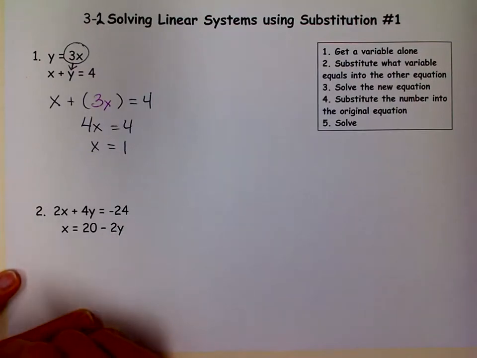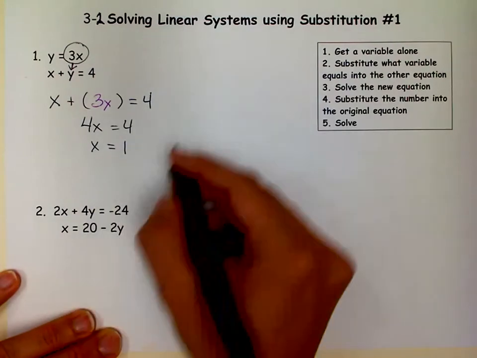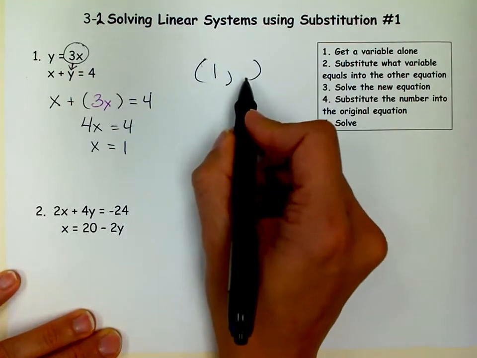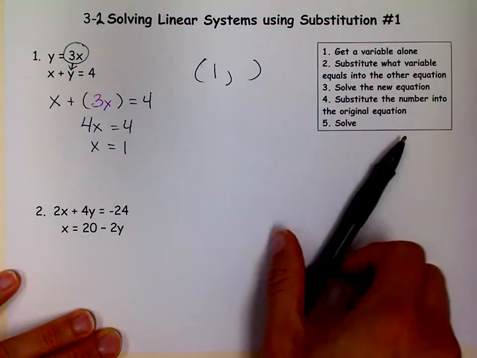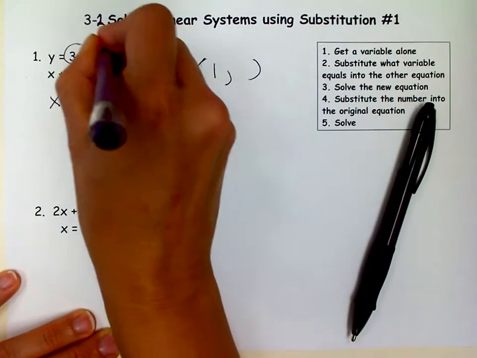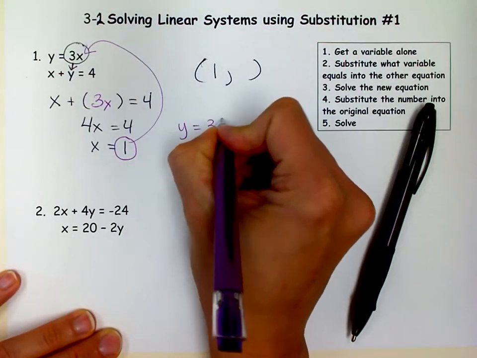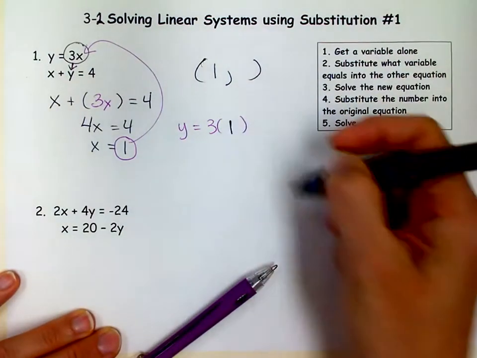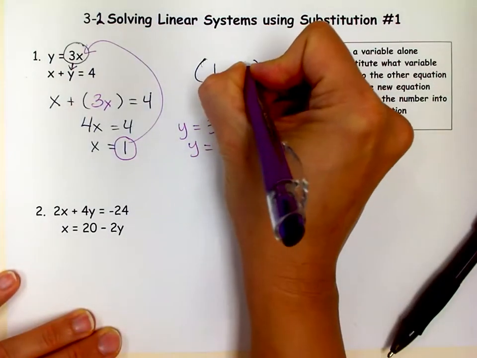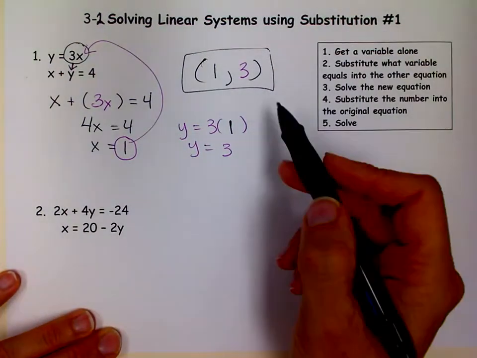A lot of times people think they're done after they find x, but remember, we're finding the point where these two intersect, and a point has an x and a y. So I've found half of my solution. To find the rest of my solution, I need to find y. I'll use my other color now, I take my x and plug it back into that equation to find y. So y equals 3 times x, and x was 1, so y equals 3 times 1, so y must equal 3. So my solution is (1, 3). That is the point where they intersect.